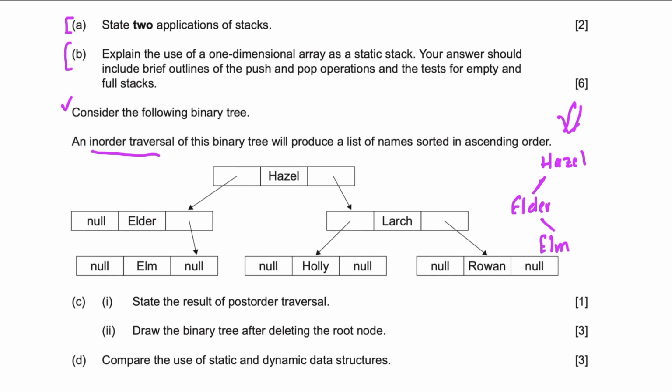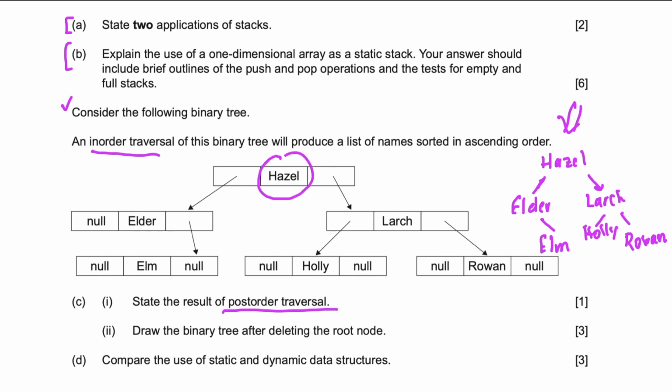And then we've got larch, holly, and rowan right here. That's getting kind of cut off. So in this problem, we have two different tasks. It says state the result of Postorder Traversal, and then draw the binary tree after deleting the root node, this being the root node right here.